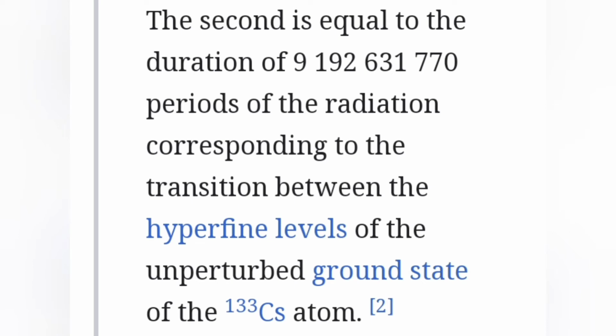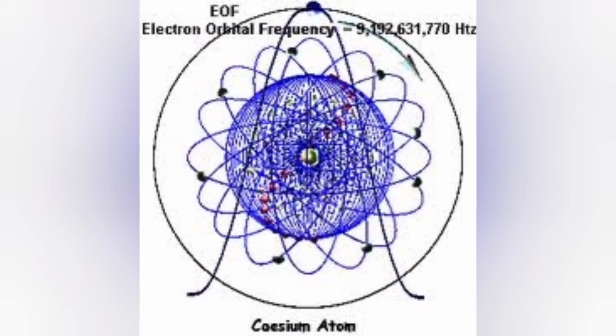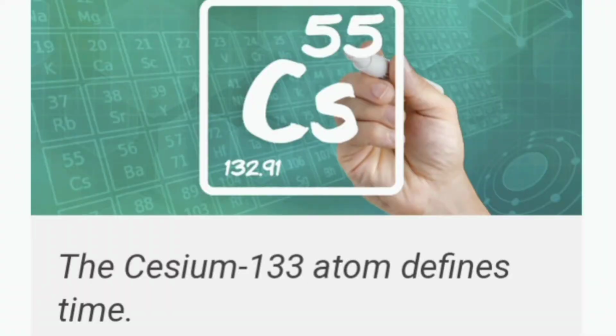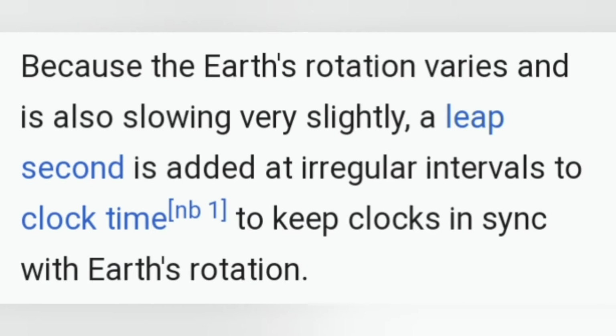The second is equal to the duration of 9,192,631,770 periods of the radiation corresponding to the transition between the hyperfine levels of the unperturbed ground state of the Cesium atom. This is the Cesium atom, so you can see its frequency bouncing around inside. And this is it on the periodic table. It is element number 55.